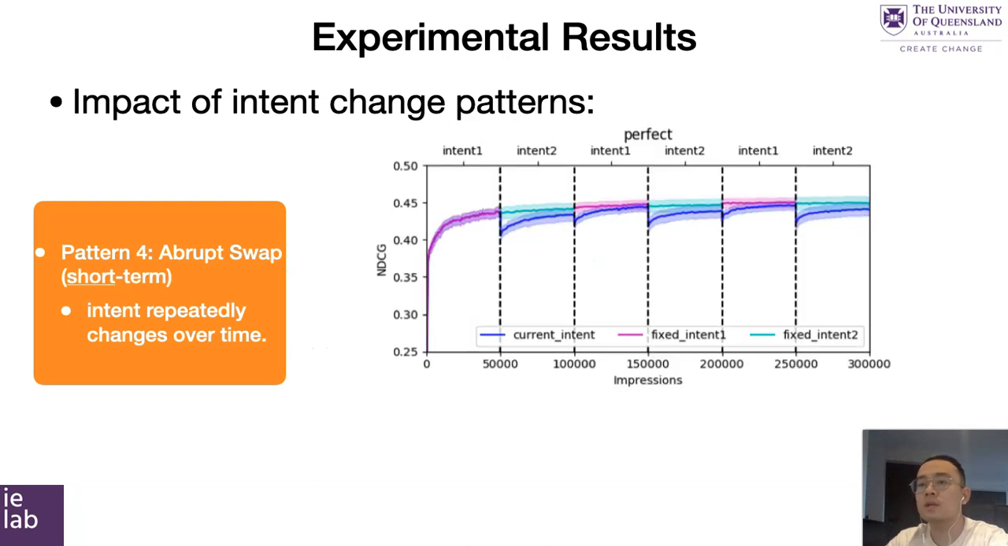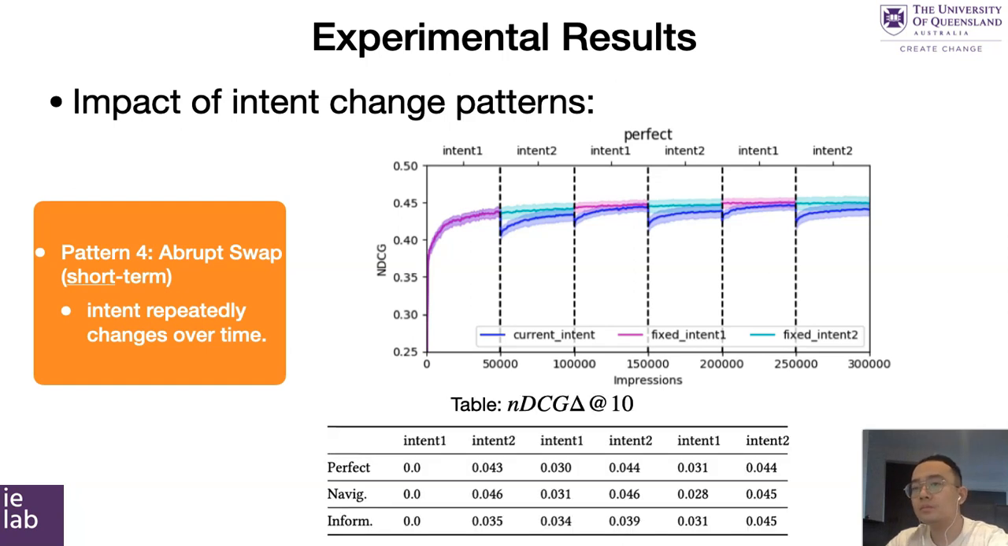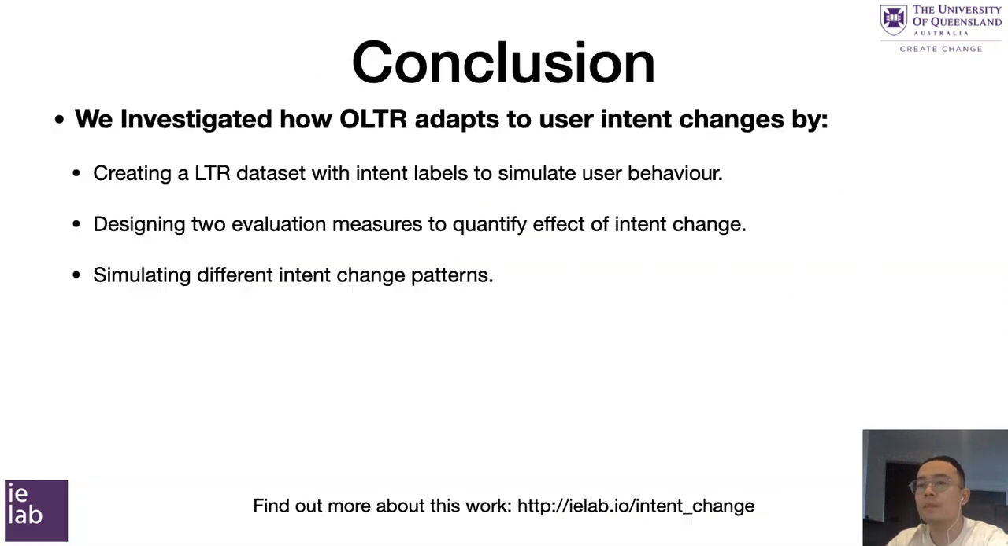We also did the same experiments, but this time we swap more frequently in a shorter period of time. It seems that online learning to rank is easier to adapt to the intent that it first observed, which is intent 1 in this case. This result can also be confirmed by our proposed NDCG delta at k.